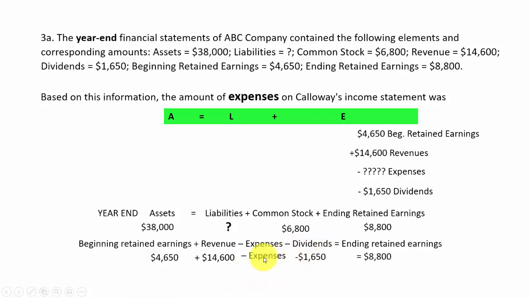Now we're solving for the unknown, which is expenses. We're combining all these things right here, which is this plus the 14.6 plus 1650, which is going to be a net 17.6 minus expenses equals $8,800. So 17.6 minus what will give you $8,800, and the answer is expenses have to be $8,800. And you can plug this back in to right here, and you'll see that it all checks out.